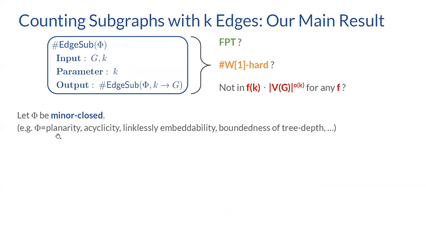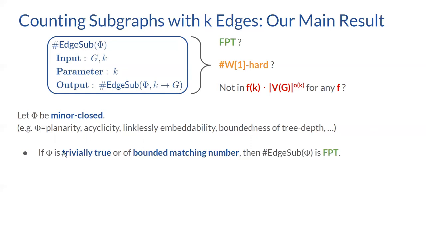property, such as planarity, then, okay, first the easy cases: if phi is trivially true or of bounded matching number, then the problem is fixed parameter tractable. And by bounded matching number, I mean that there's a constant, let's call it C, such that every graph that satisfies the property phi has matching number at most C. And indeed, this part does not only hold for minor closed properties, but for all properties, and was known before, or at least follows directly by prior results.